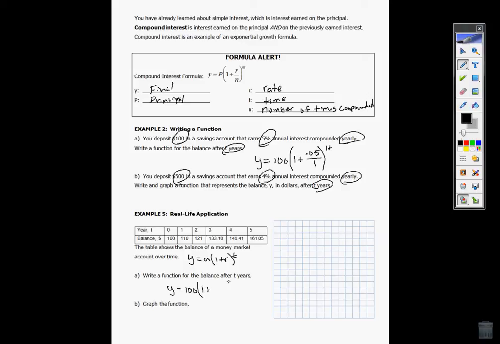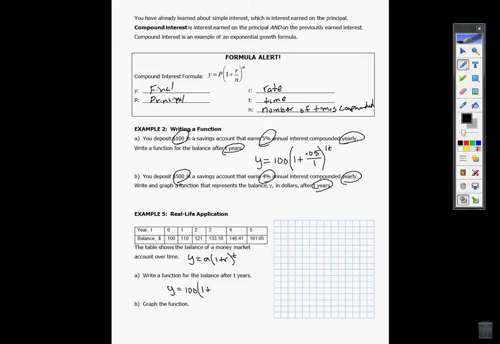So I know that my function is going to look like this at least: 100 times 1 plus, and then I don't know r. How am I supposed to figure out what r is? What is the rate of growth here? Well, going from 100 to 110, what does it look like I'm doing? What factor would I have to multiply by to get from 100 to 110? Or 110 to 121? 121 to 133?